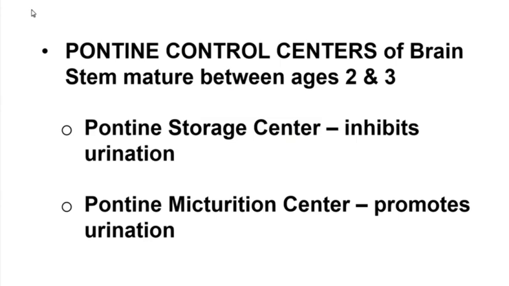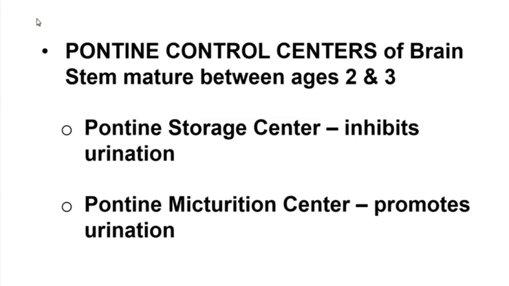So we have two control centers in the pons of the brainstem. We have the pontine storage center, which inhibits urination, and the pontine micturition center, which promotes urination. The maturation of these two control centers gives us a greater degree of voluntary control over when we want to void the urinary bladder. Also, when we are older, we have greater control over the external urethral sphincter, which is skeletal muscle. So we can always delay voiding if it is not convenient at that particular time.